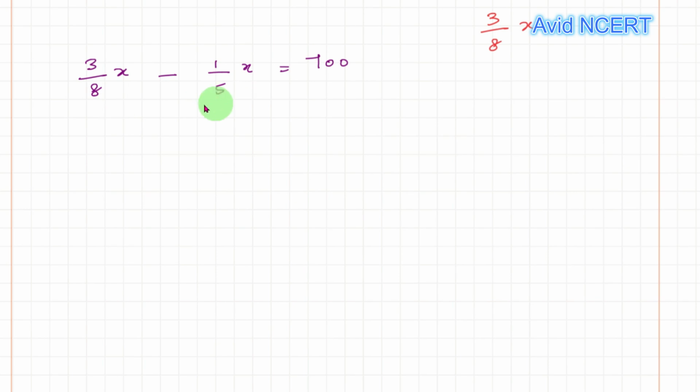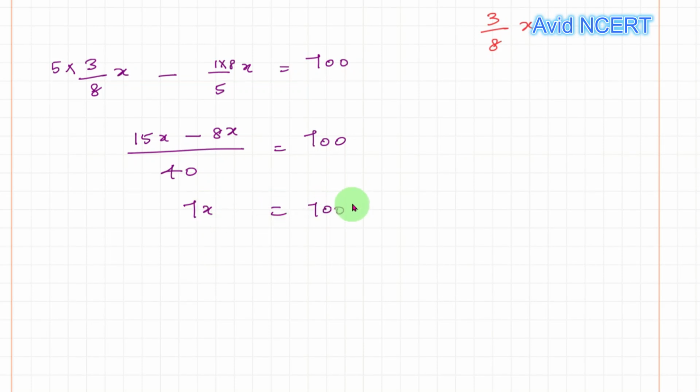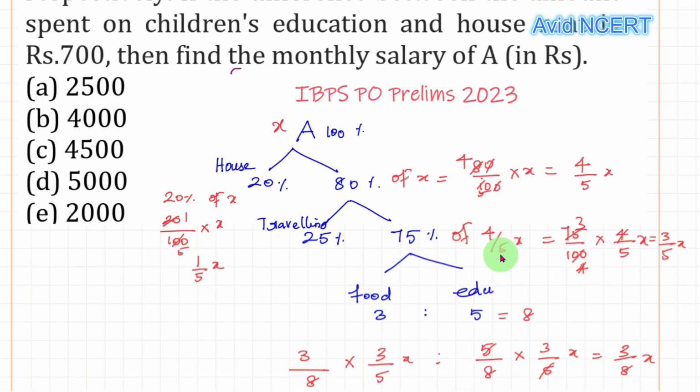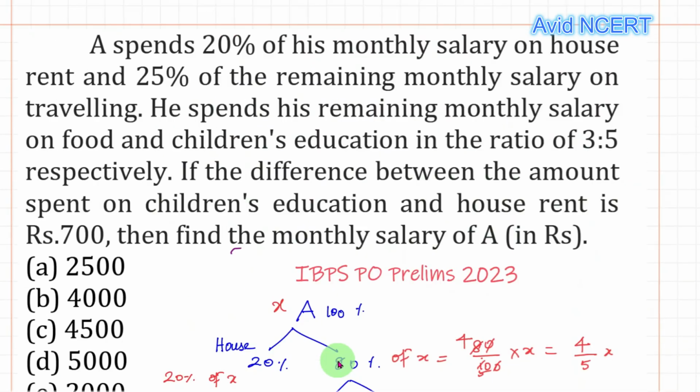The LCM here is 40, since 8 times 5 is 40. So multiplying the 5 on top, 15X, minus 5 times 8 is 40, multiplying the 8 on top, which is the numerator, 8X, equals 700. So 7X equals 700 times 40, so X equals 700 times 40 divided by 7. So 7 times 100, which gives X equals 100 times 40, which is 4000. The monthly salary of A, that is the X value here, is 4000.